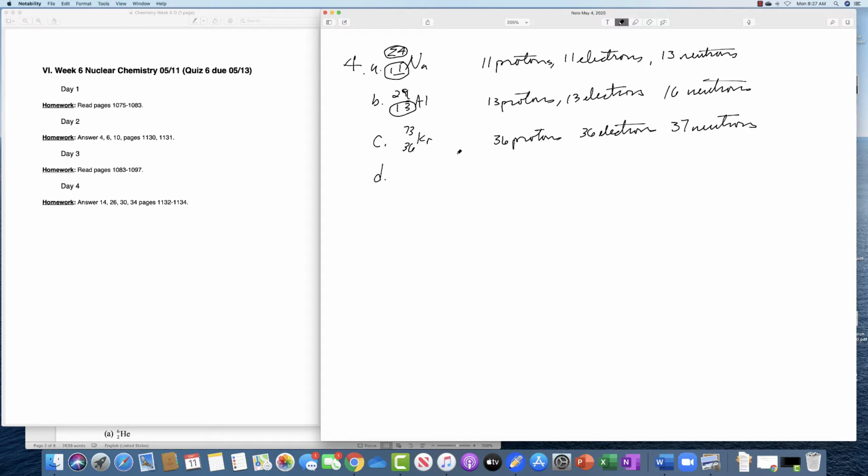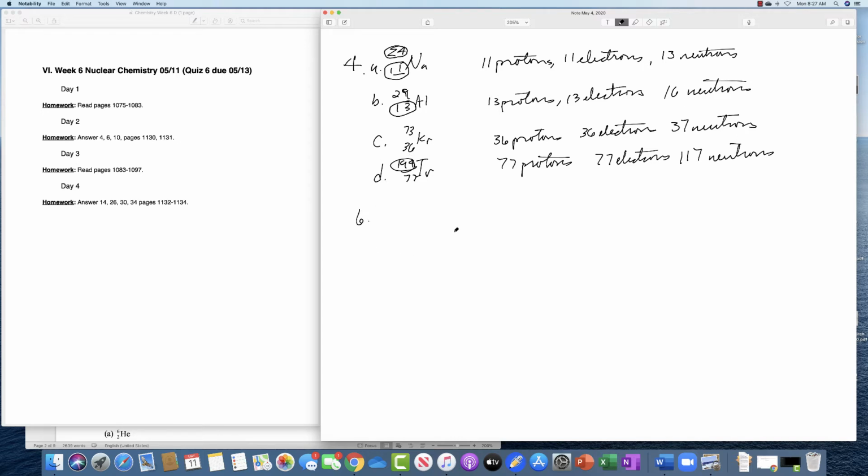D is iridium 194, 77. So we have 77 protons, 77 electrons, and then 77 from 194: 7 from 14 is 7. This goes to 8, 7 from 8 is 1, so 117 neutrons. And if you add the neutrons and the protons together, you should always get the atomic weight, and that's how you can check your answer.